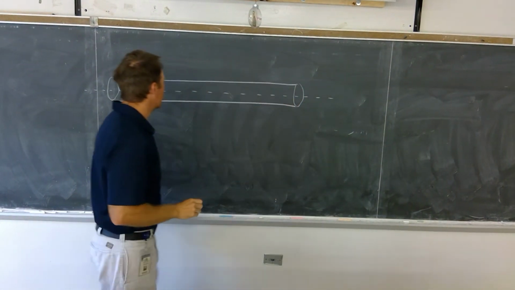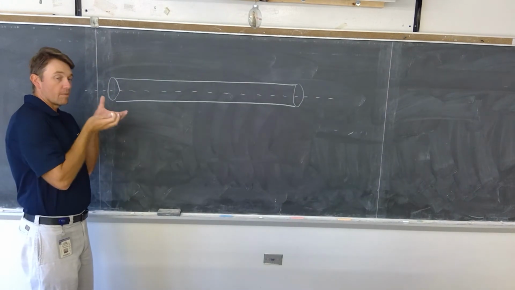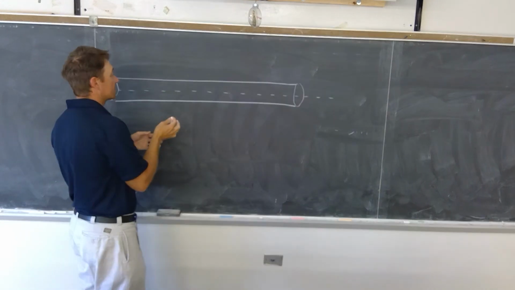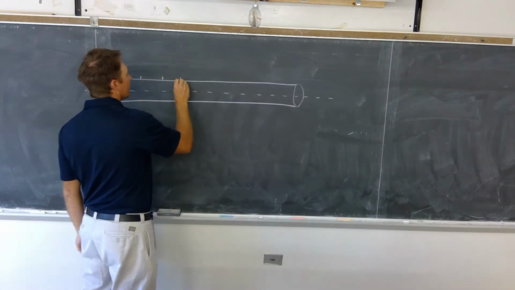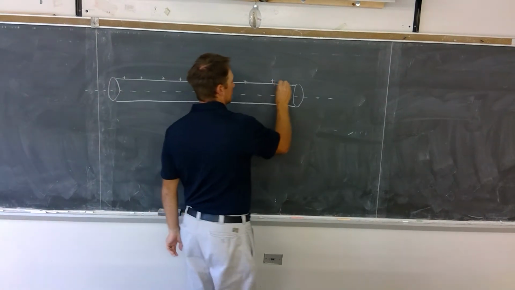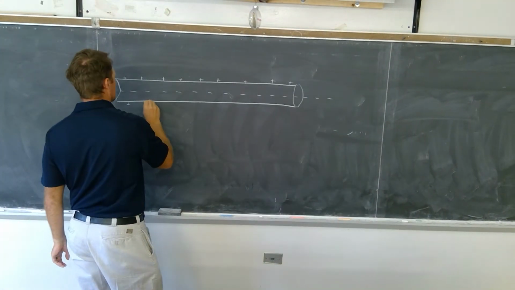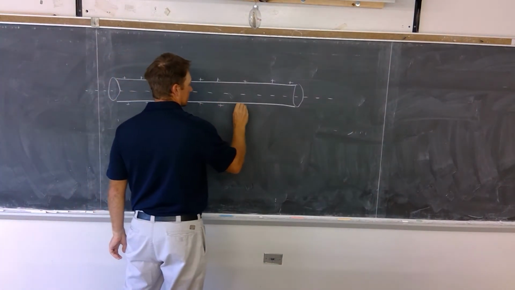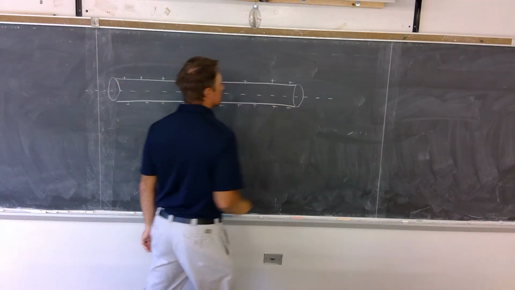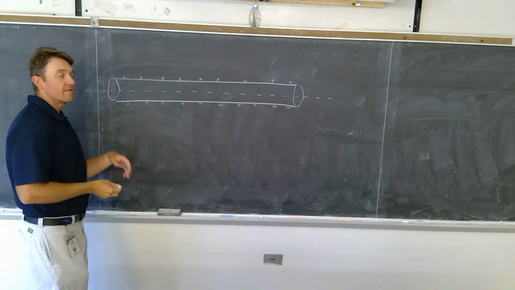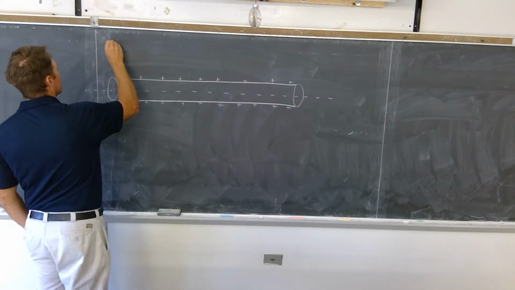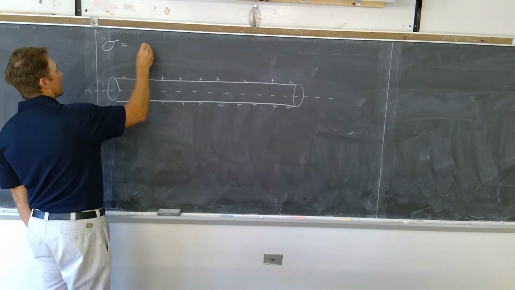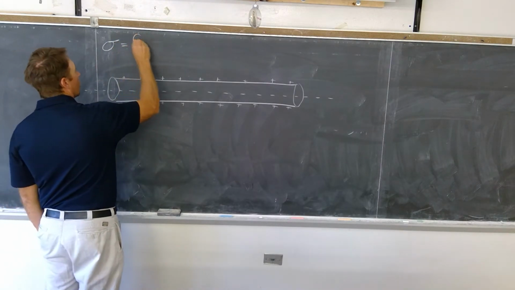And we all know that when a cylinder or a wire or some sort of conductor gets charged, that charge resides on the surface of the conductor. That means that we don't have a linear charge density, we have what's called a surface charge density. Sigma is charge per area.